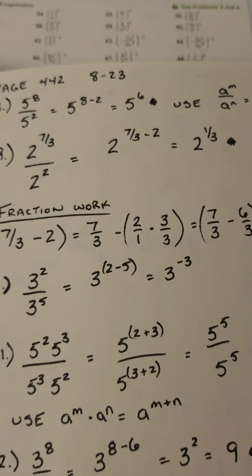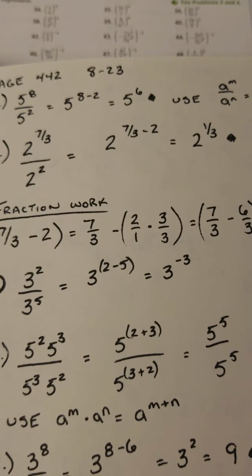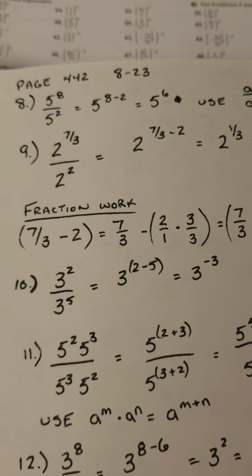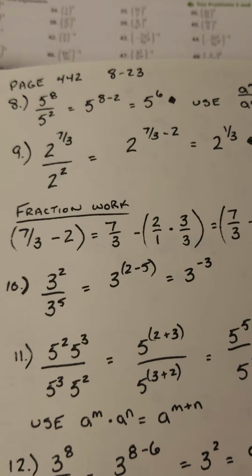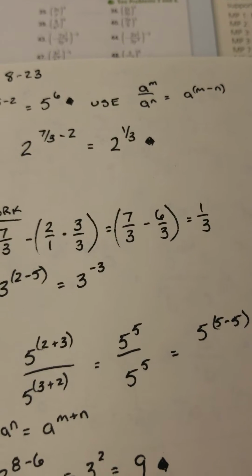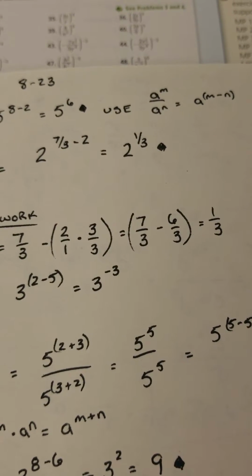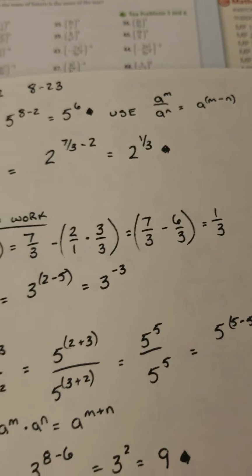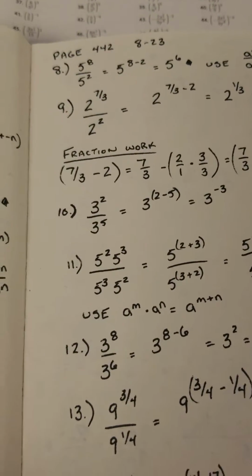I look at the denominator for the 7 over 3, and I realize it's 3. I want to make the denominators the same, because when I make the denominators the same, then I can just add or subtract the numerators across. I'm going to get 7 over 3 minus 6 over 3, and I end up getting 1/3. And that's how I got that one.